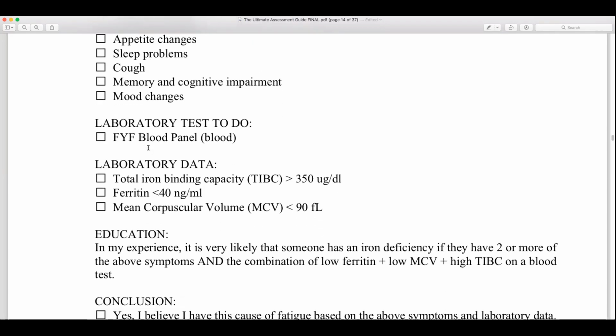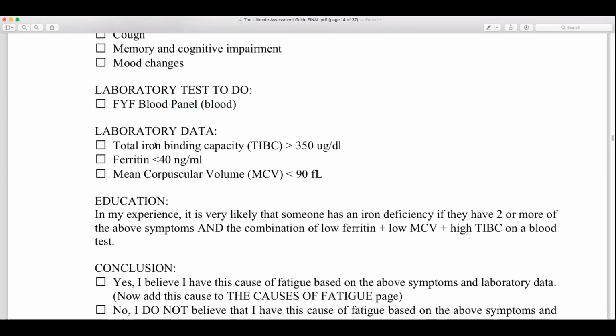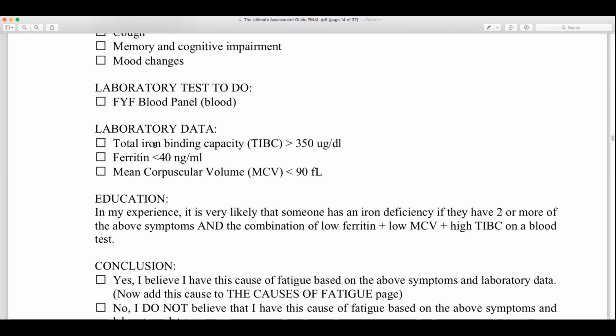So then the laboratory test to do is the blood panel. That's the only test that's going to give you this information. And then here's how to interpret it. If you've got a total iron binding capacity, or TIBC, of greater than 350, a ferritin of less than 40, or a mean corpuscular volume of less than 90, those are all significant.